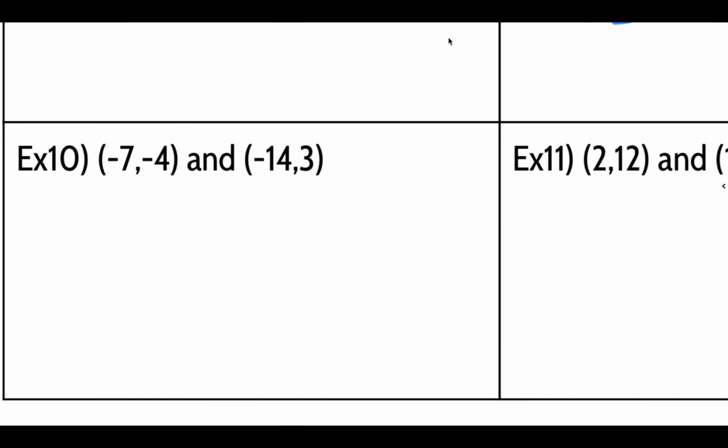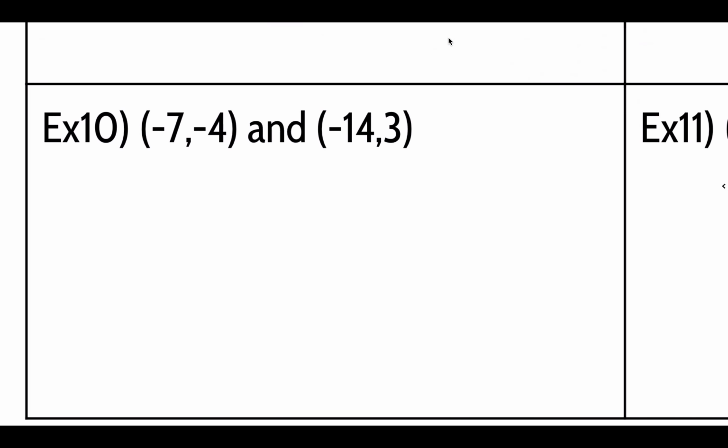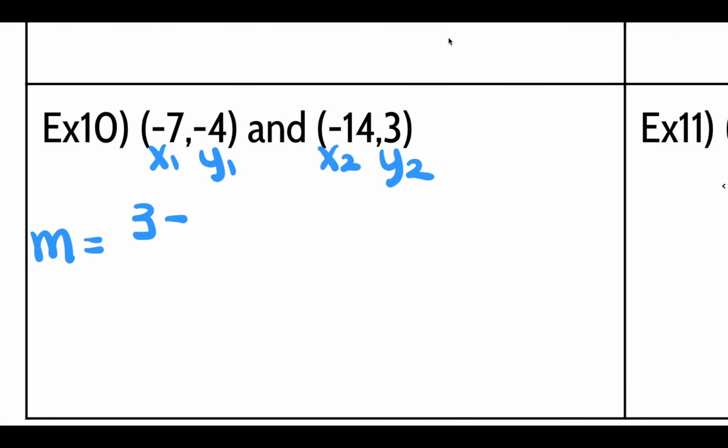Okay, number 10. So we have x1, y1, x2, y2. So our m is 3 minus negative 4. Negative 4 is right here, so don't forget your negative. That's the biggest thing kids mess up in, is putting the points in the formula. They forget the negative from the formula, or they'll forget the negative from the point, but that's where kids make mistakes on slope. Another mistake they make is that they flip the points around, so make sure your x's are always on the bottom.